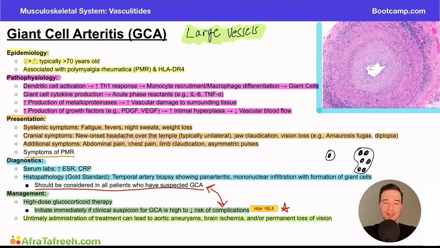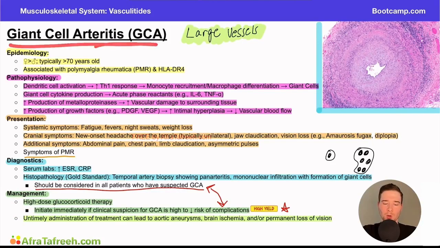But again, we just highlighted this, and I can't emphasize it enough, it's a high yield point. If you suspect giant cell arteritis, there are some very serious complications that can occur in these patients. You must give the high-dose glucocorticoids first before you consider doing some of these other things like a biopsy as well. So just a quick summary to wrap up this video.